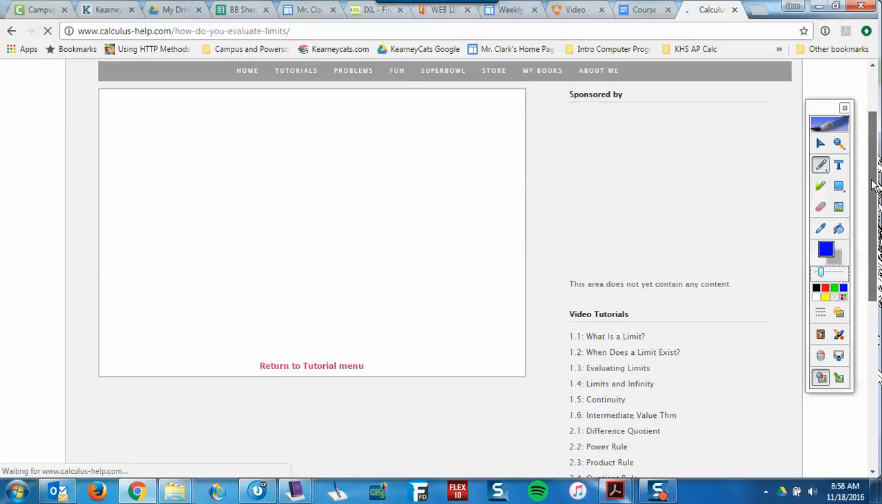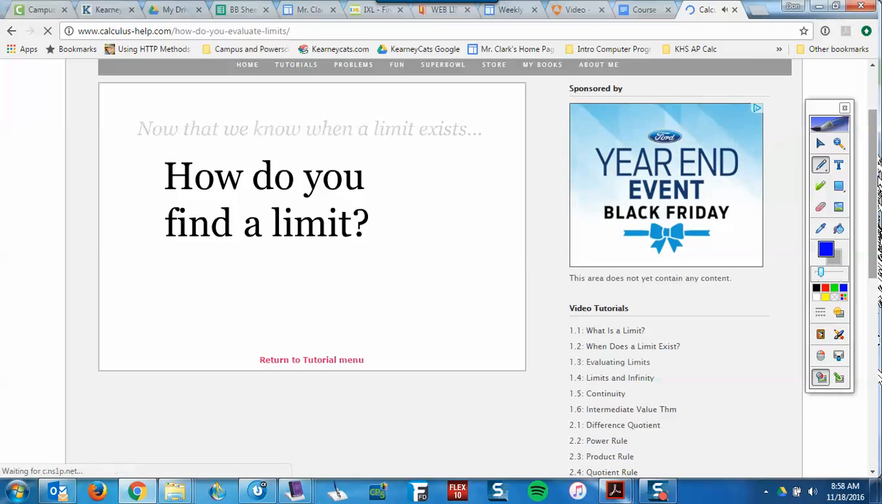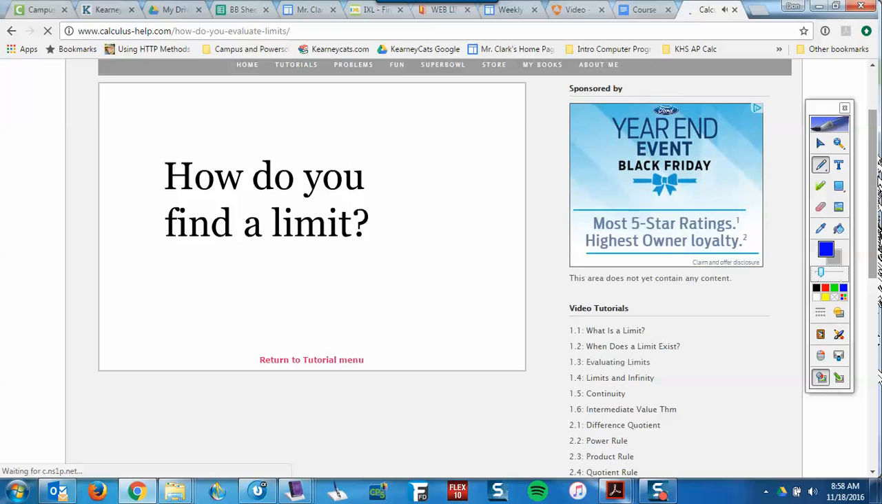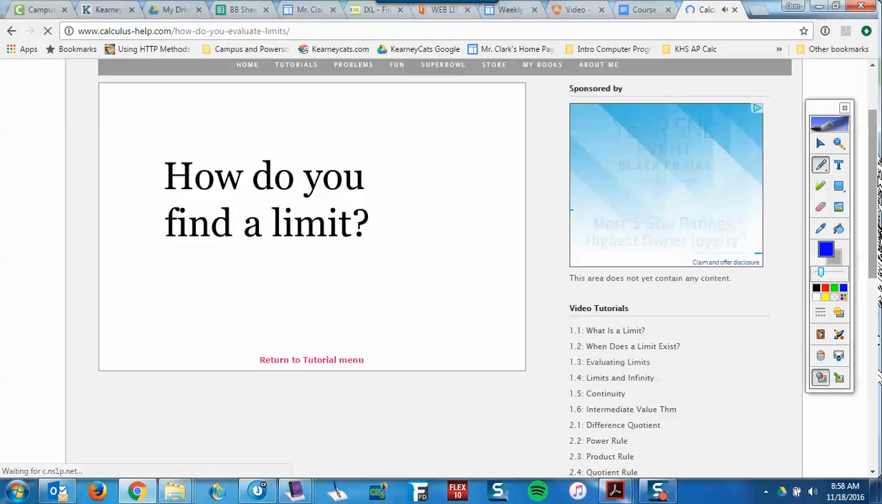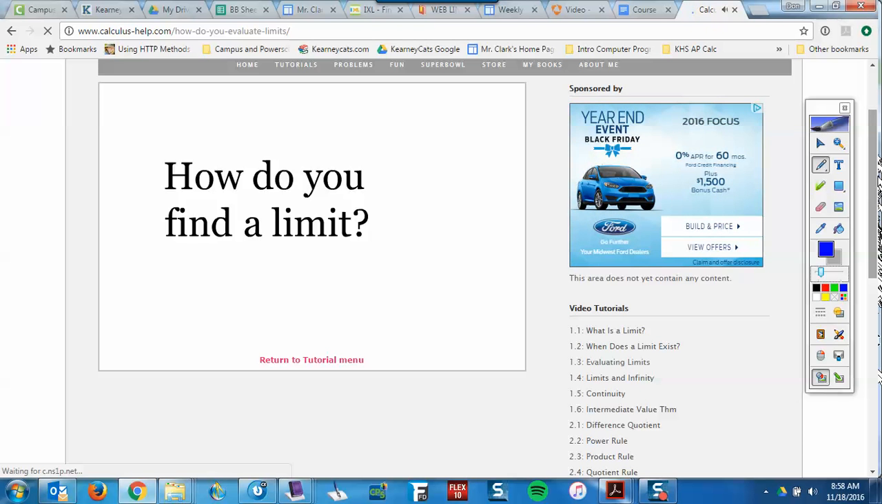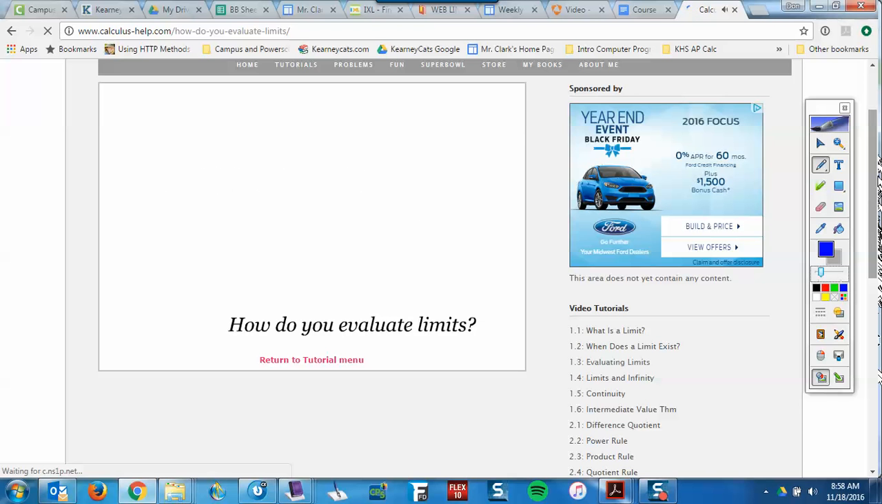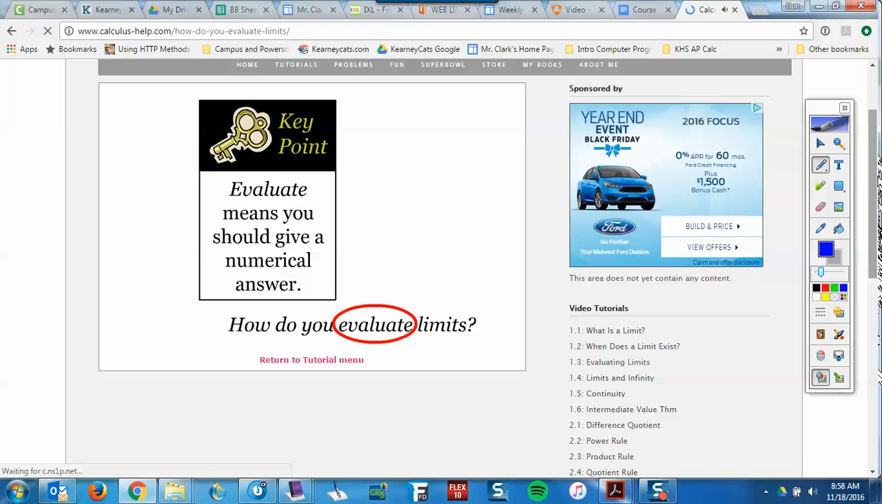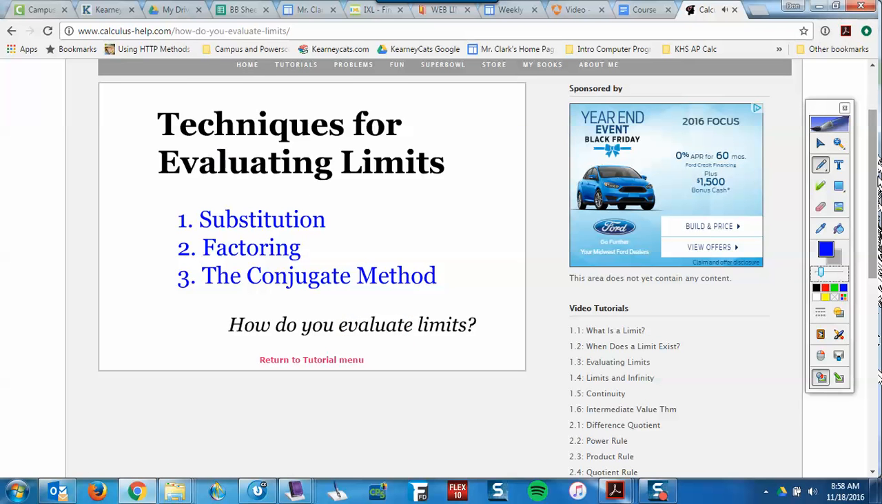We've already done a little bit of that today. You can determine whether or not a limit exists. The next logical step is to try to figure out what that limit is. That's what we'll be focusing on in this section. How do you find a limit? The fancy word for finding the value of a limit is evaluate. When you see the direction evaluate, you should be expecting to get a numerical answer. There are three major ways to evaluate a limit: substitution, factoring, and the conjugate method.